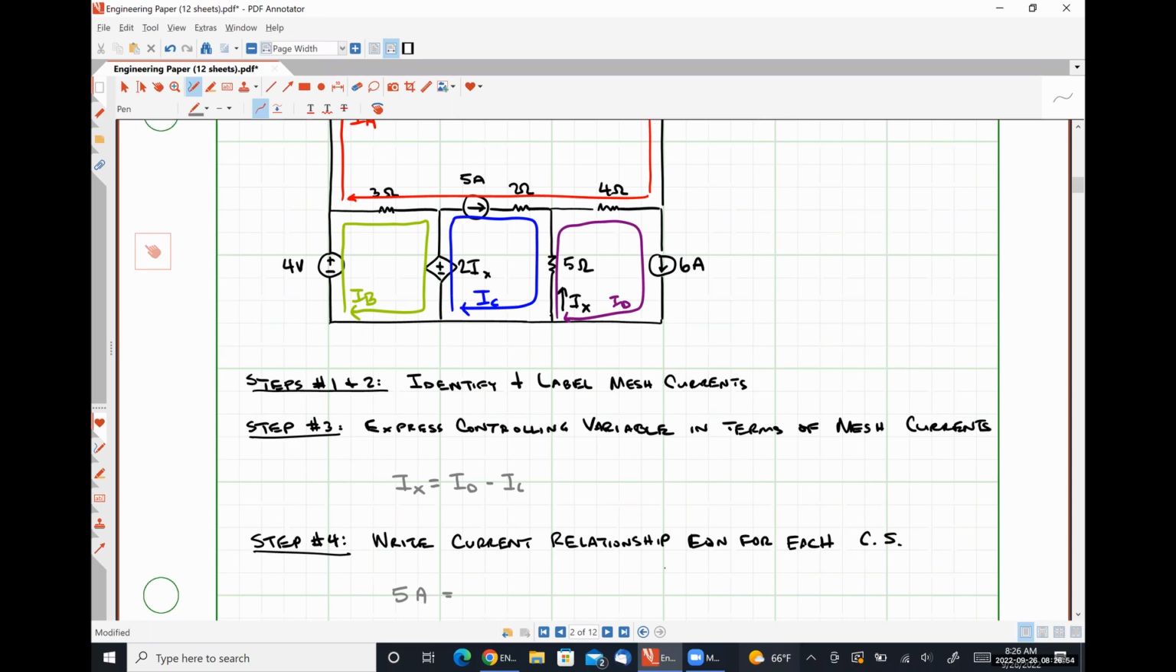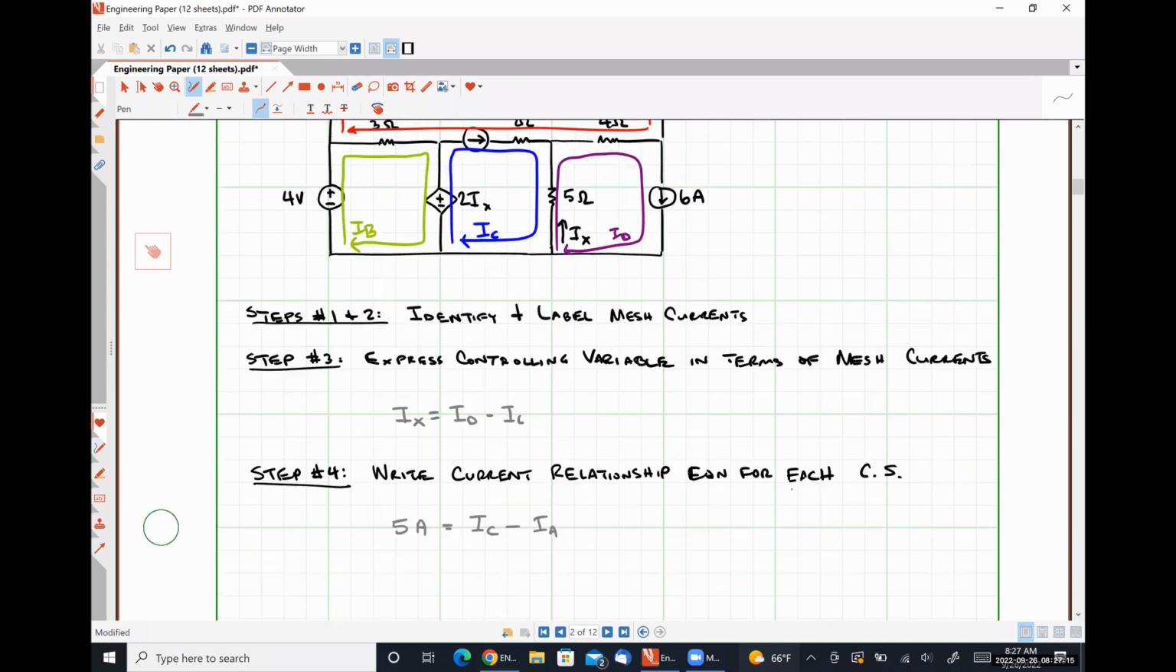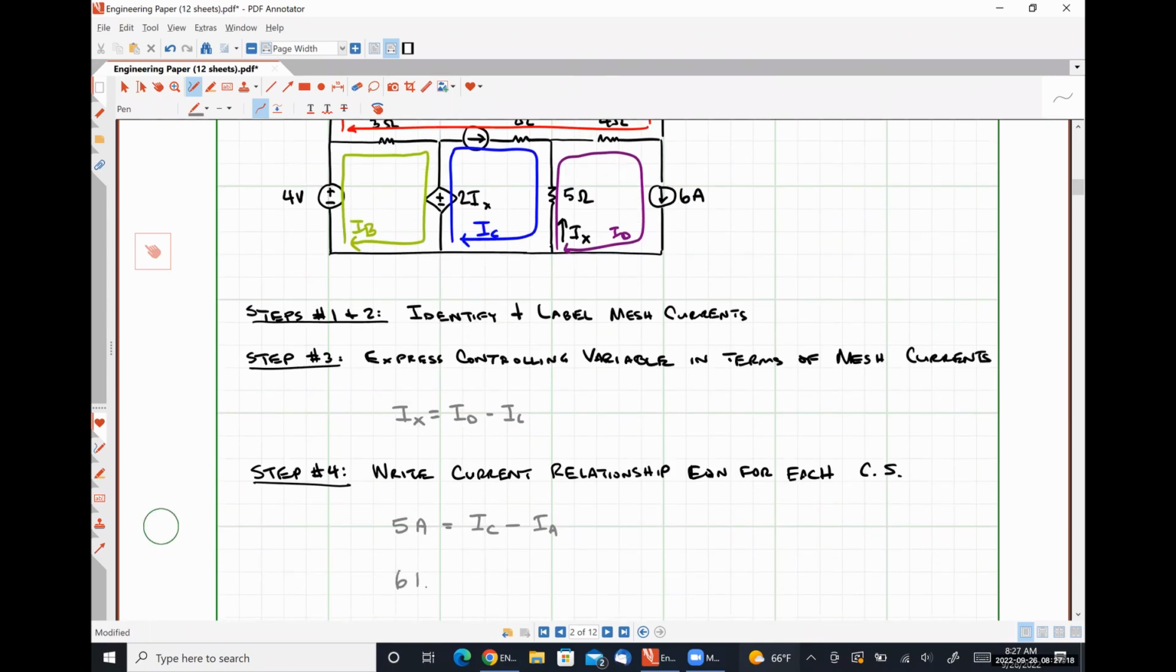So which mesh current is in the same direction as it flows through that centermost branch? IC. Which mesh current is in the opposite direction? IA. So we have simply 5 amps is equal to IC minus IA. Anytime we have an interior current source, it's always going to be a combination of mesh currents, and it will always be exactly 2 mesh currents.